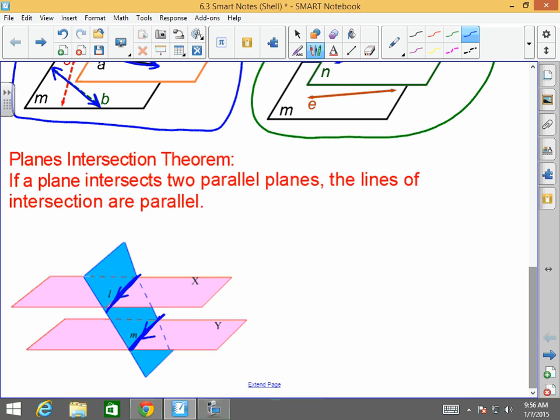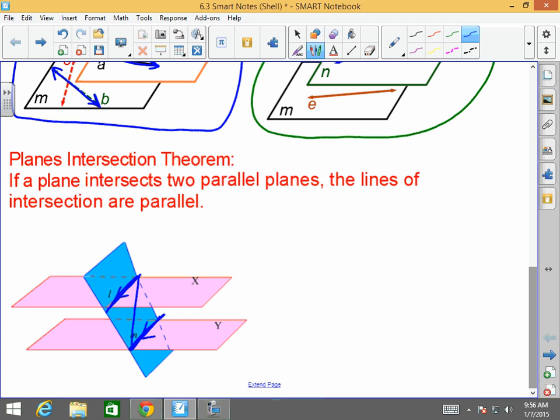Some cases like this would be using alternate interior and same side interior, no? Would you be able to use alternate interior and same side interior? If I had a diagonal that came through here, yes. Good question. Yes, sir. Absolutely.